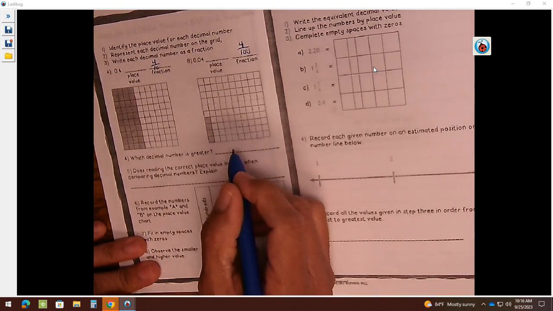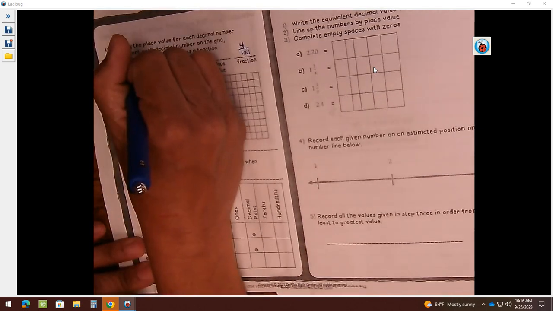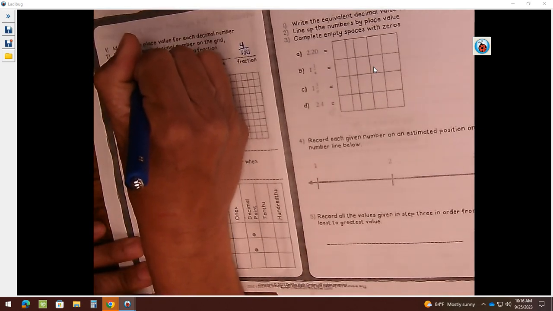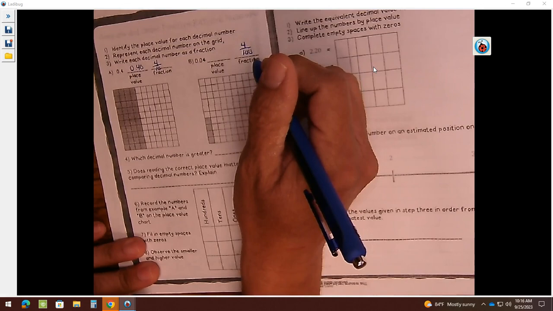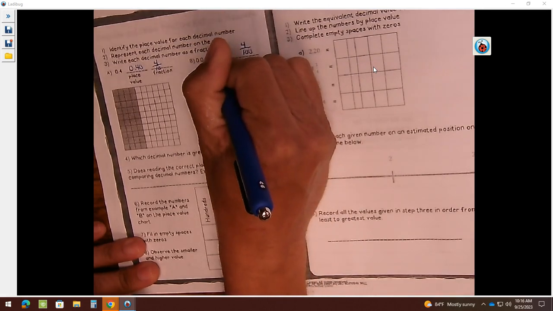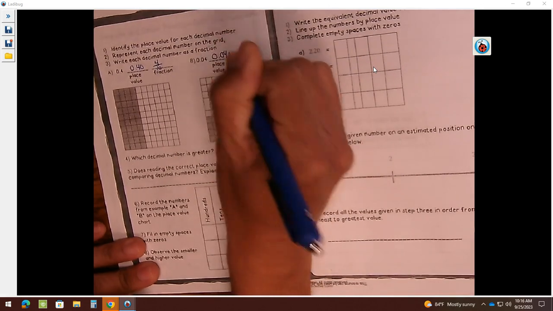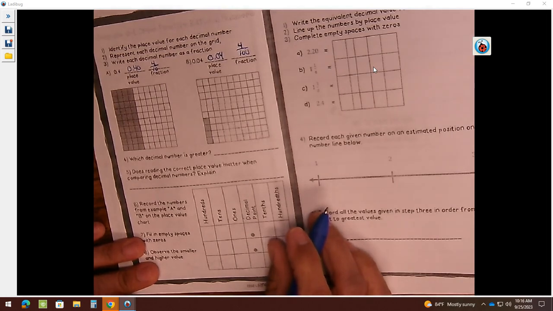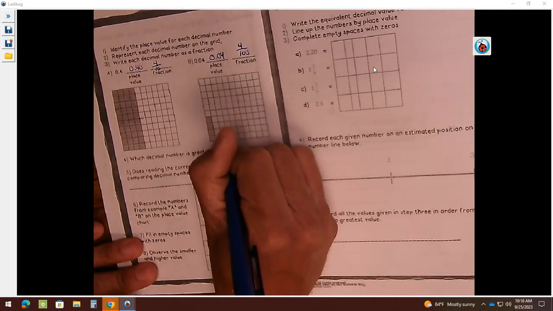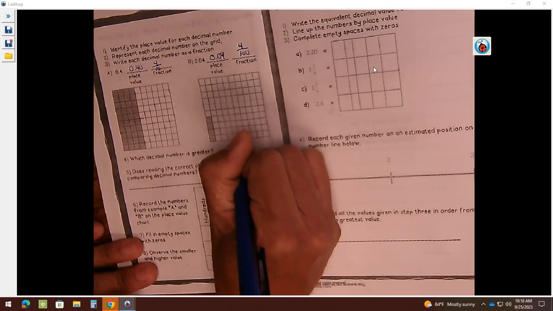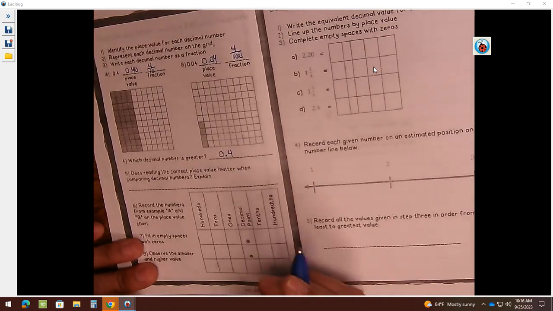Okay? Questions? Now let's make money. How much money would this be? 40 cents. Not 4 cents. How about this guy? That one is 4 cents. Question with that? Who's greater, 40 cents or 4 cents? 40. So who's greater? 0.40. Put it back the way it was.